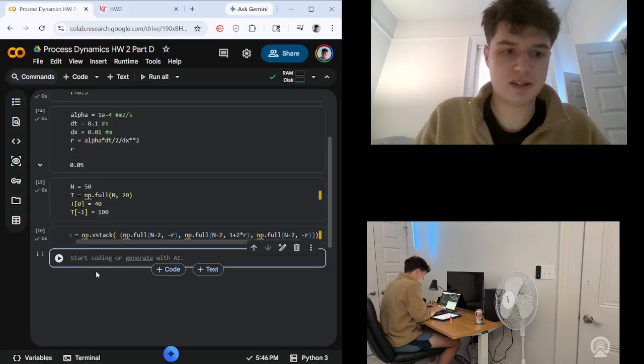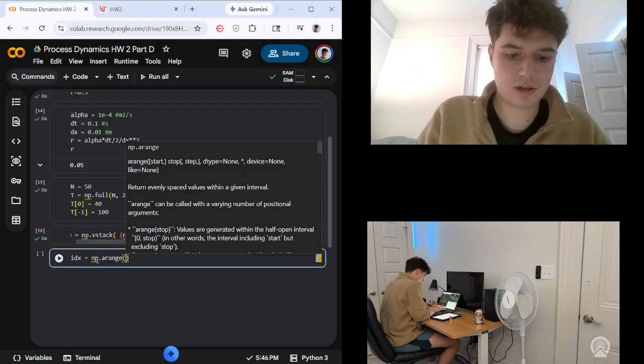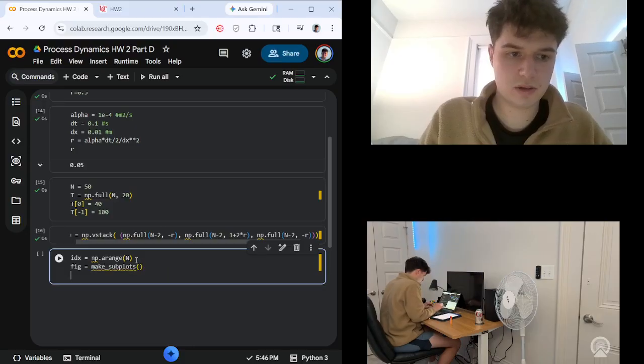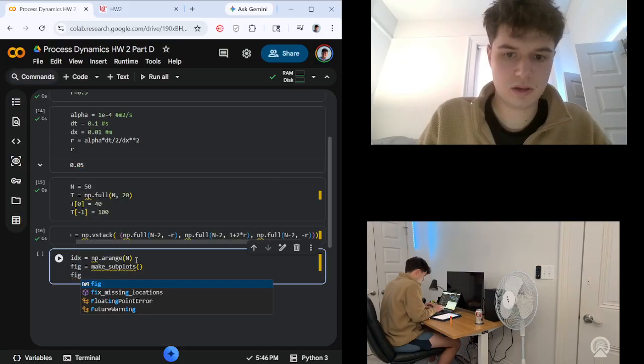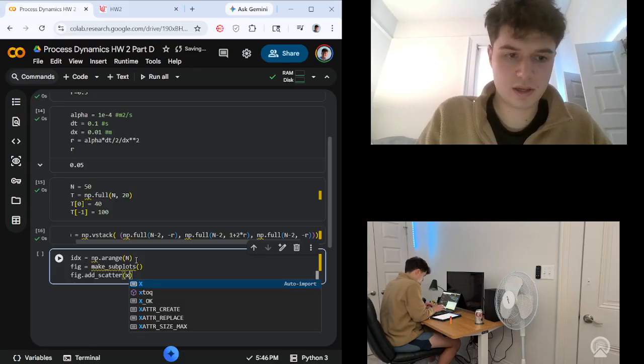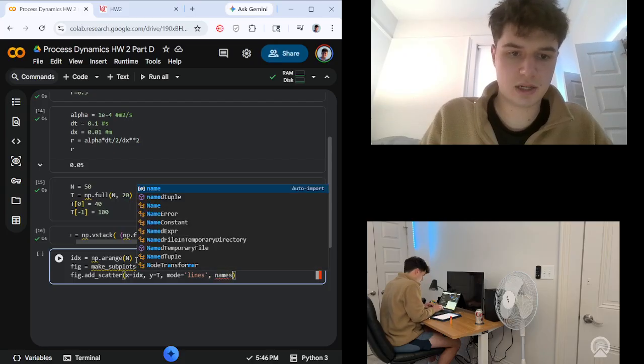So now we first have IDX is equal to np.arange of n. Now we have fig equals go.Figure, then scatter, x equals IDX, and t. I'm going to type this out and then kind of explain after. I've found that I make fewer typos when I'm not talking and typing.